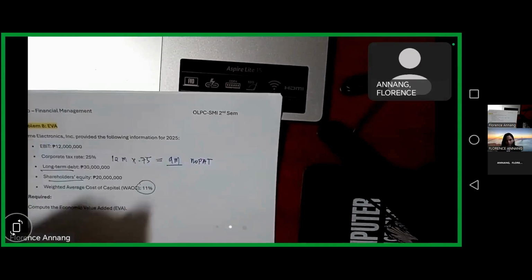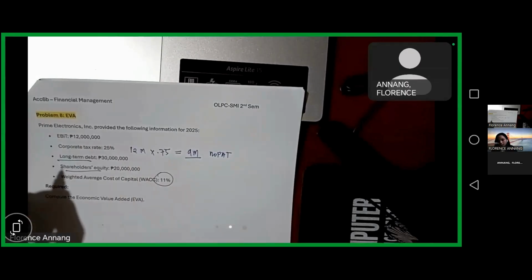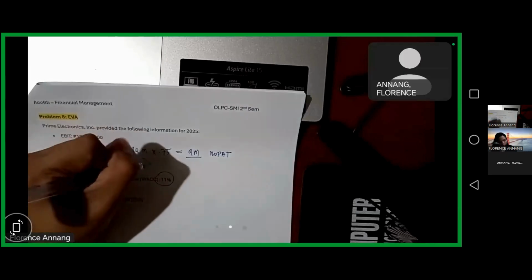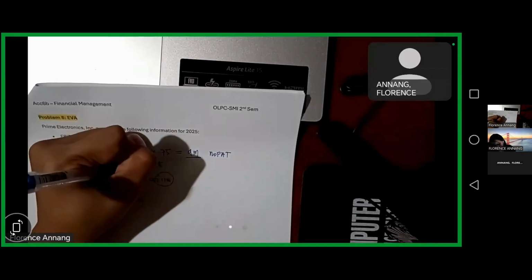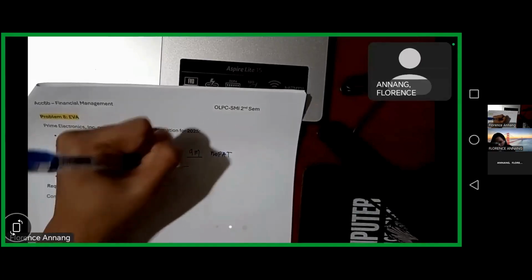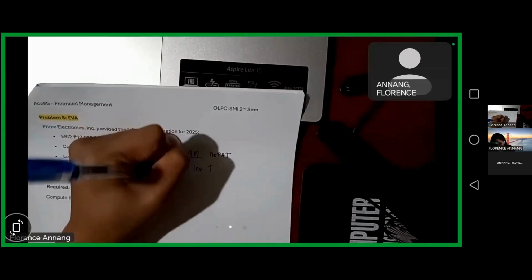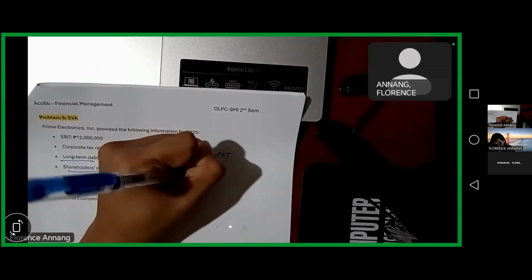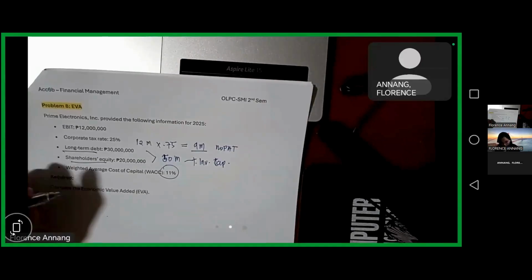How much is our total investment in capital? That is either, sabi natin kanina, total asset less current liabilities, or long-term debt plus your shareholders' equity. So, magkano itong dalawa? 30 plus 20, that is 50 million. Your total investment in capital. So, we can now compute for your EVA.